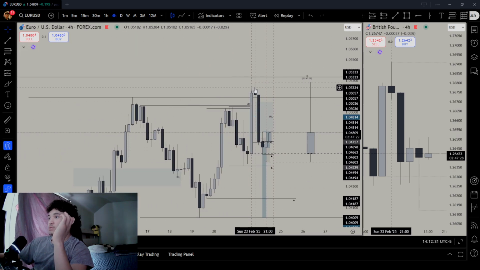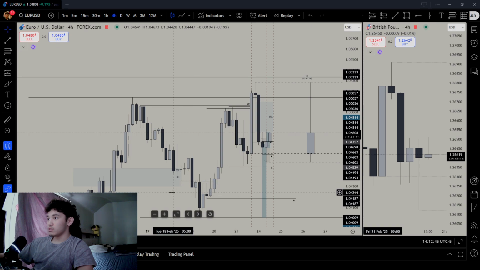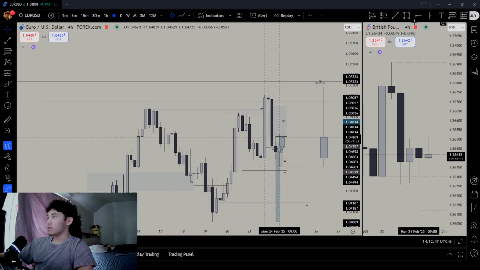Why did the move to the upside happen? We have another range, right? You can see how markets will constantly go from range to range. Range low got purged, you're gonna go to the range high, right over here. Range low gets purged, you're gonna go to the range high, right over here, right?